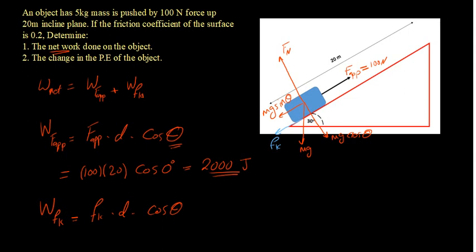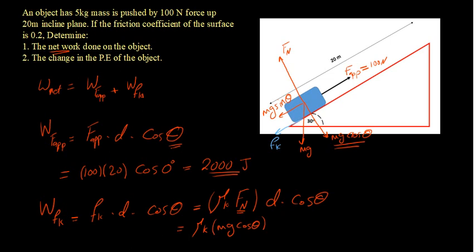And here is the mg sine theta. However, we know that the friction force can be calculated by the kinetic friction coefficient, mu k, multiplied by the normal force, okay? And still times d times cosine theta. Now, how much is this normal force? From what we know previously, the normal force will equal exactly the mg cosine theta. So we can say mu k times mg cosine theta, put it in a big bracket, times d cosine theta. All right, that's the work done by the friction force.